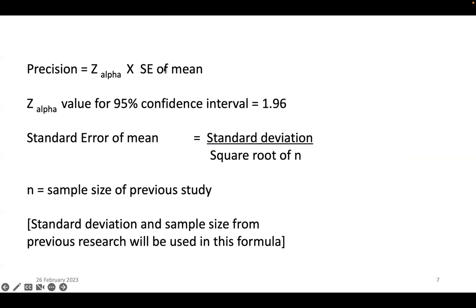Some studies may not give the standard error of mean. They may have given the standard deviation value and a sample size. If they have, you can calculate the standard error of mean using this formula: standard deviation divided by square root of n gives you the standard error of mean. Then multiply this standard error of mean by 1.96. That will give you precision.